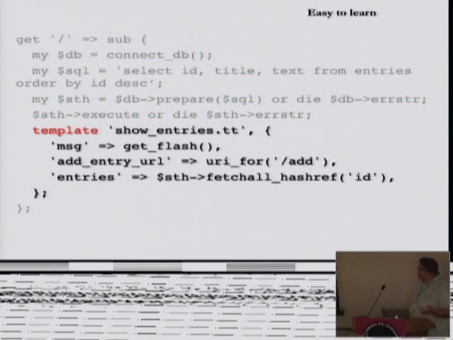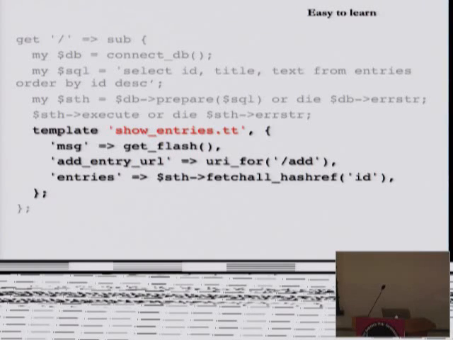So we come to the template keyword now. I've told you we'd talk more about this, and the time has come to do that. The first thing that you should know here is that we have this show entries.tt. What this means is I want you to load this template and pass in these variables here in this list, and then actually in this anonymous hash.